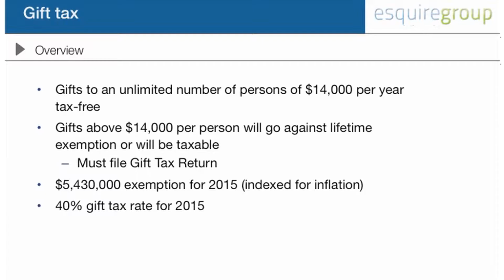Any gifts above $14,000 will start eating into your lifetime gift tax exclusion. The lifetime gift tax exclusion is a $5.43 million exclusion that you can gift tax-free throughout your lifetime. And these $14,000 annual gifts do not reduce your lifetime gift tax exclusion.